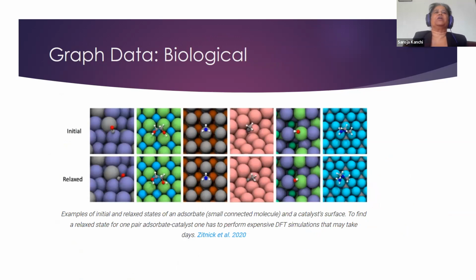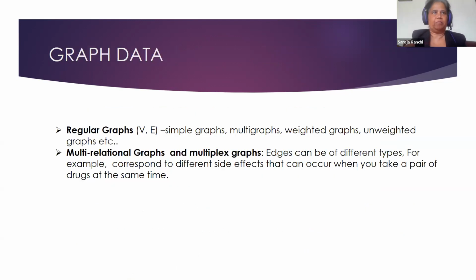The second set of data we'll look at is biological data, where you have molecules. When you put some sort of catalyst on it, after some time they go into a relaxed state. To predict what the relaxed state would be, one has to do DFT computation, which takes days. Is it possible to use machine learning, providing the initial state, which is a graph, and end up with a relaxed state, which is also a graph, so that we can predict the relaxed state very quickly?